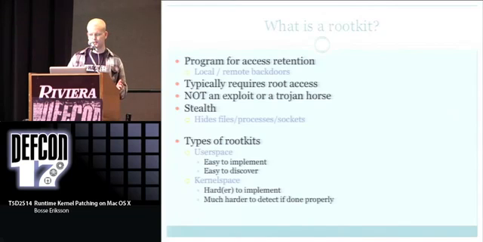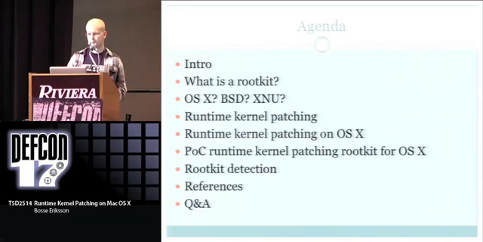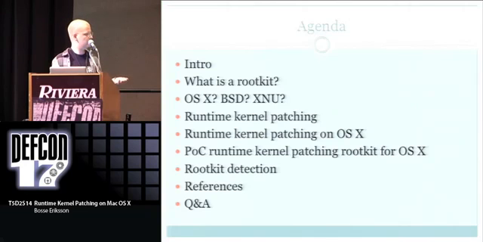I'm going to speed this up, but the basic talk is going to look like this. Short intro about rootkits. OS X, BSD and the XNU kernel, runtime kernel patching in general, what makes runtime kernel patching specific for OS X, and I'm going to demonstrate a proof of concept rootkit for OS X, also some basic detection techniques for this, and we'll take questions if we have time. So I'm going to start off.